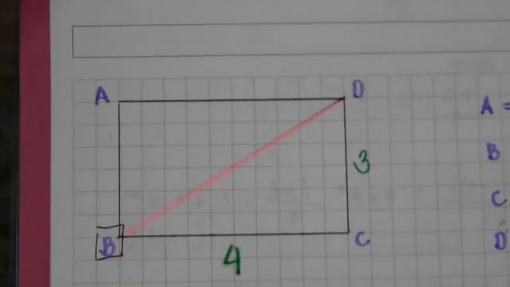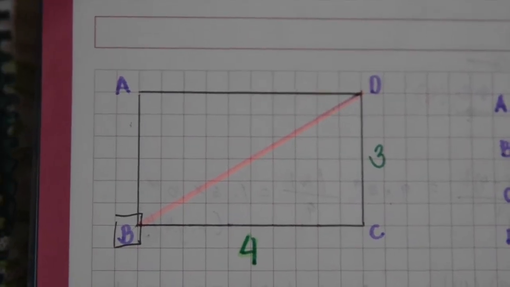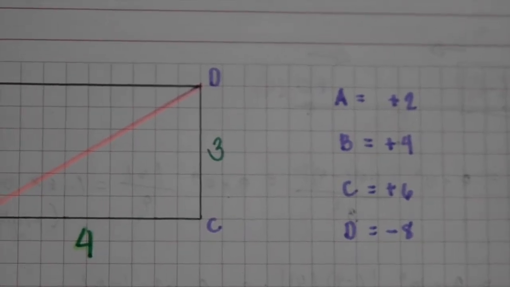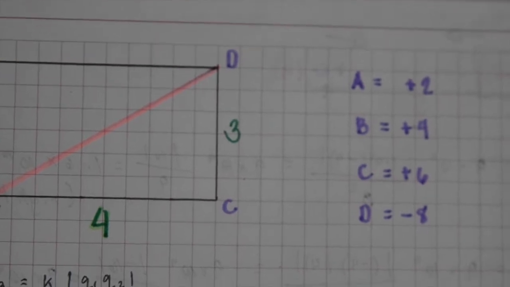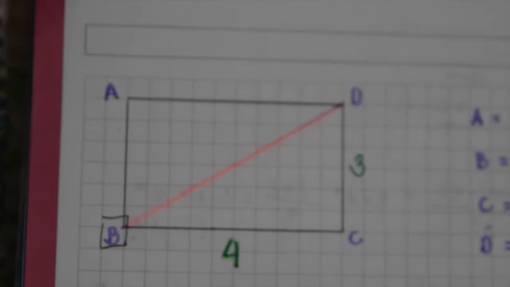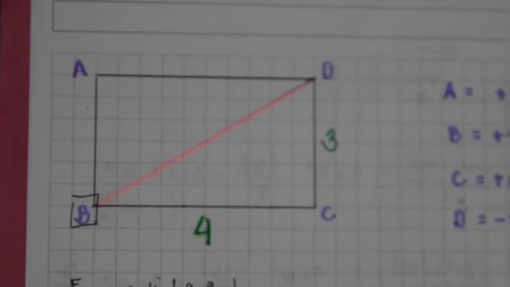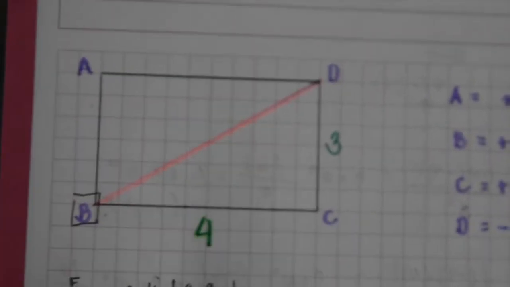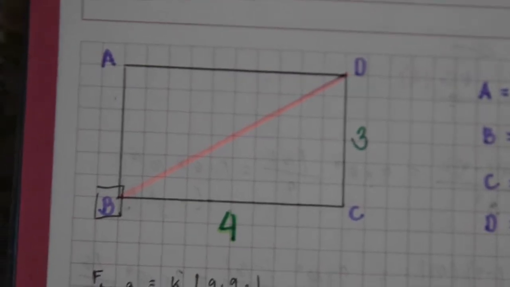As you can see in these figures, we have points A, B, C, and D, wherein A is positive 2, B is positive 4, C is positive 6, and D is negative 8. We will be solving for the forces exerted on point B. So let's first focus on the force of A on B.